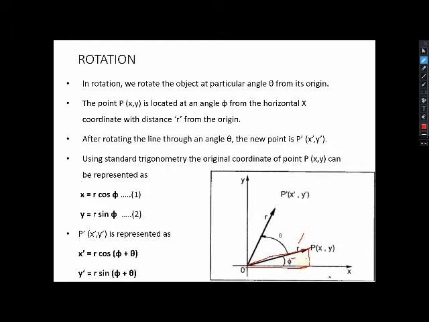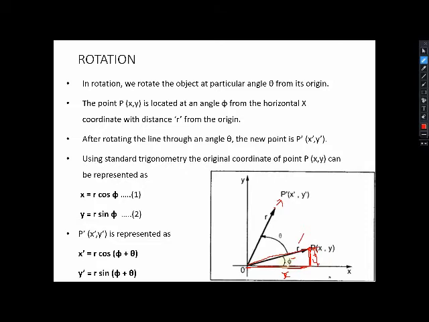So sine phi will be equal to this length. We have the point P located here, P(x, y), and this point on the rotated line is P dash (x dash, y dash). For this point P, this much length will be small x, and this much length will be small y.